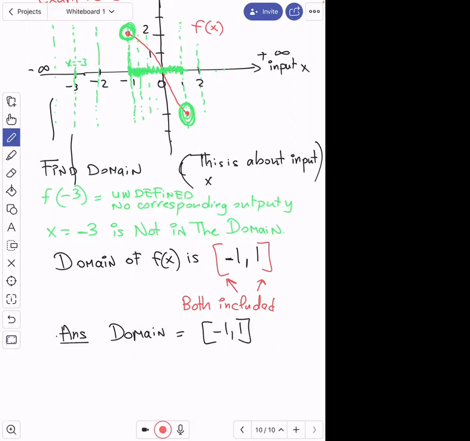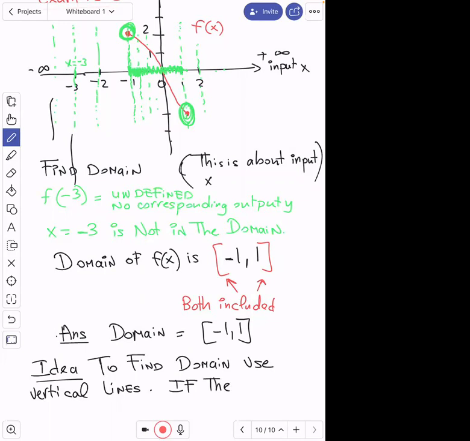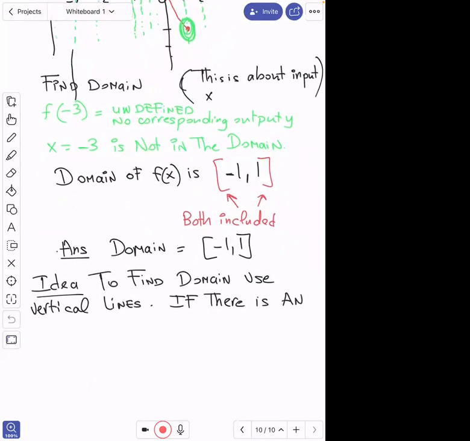Okay, so the idea, guys: if you want to find the domain and you have the graph of a function f, just use vertical lines. Whenever your vertical line intersects the graph, then the corresponding x is in the domain of f of x. Let me write it down. To find the domain, just use vertical lines. If there's an intersection, then the corresponding x is in the domain, and because there's an intersection, the corresponding output y is well defined, right?